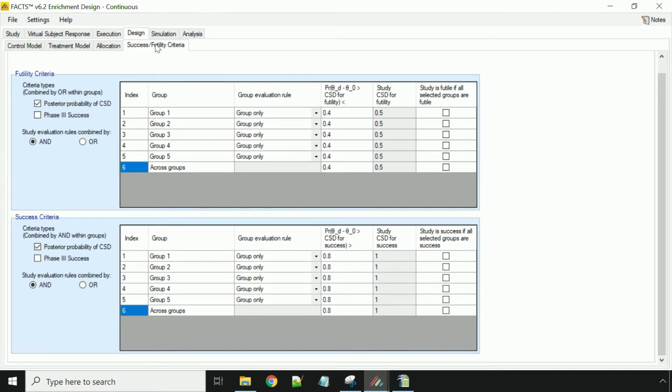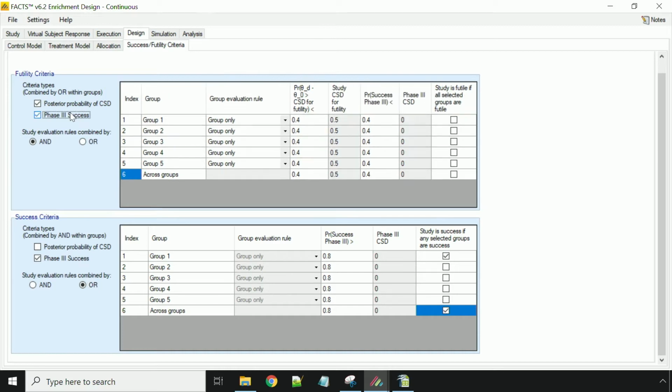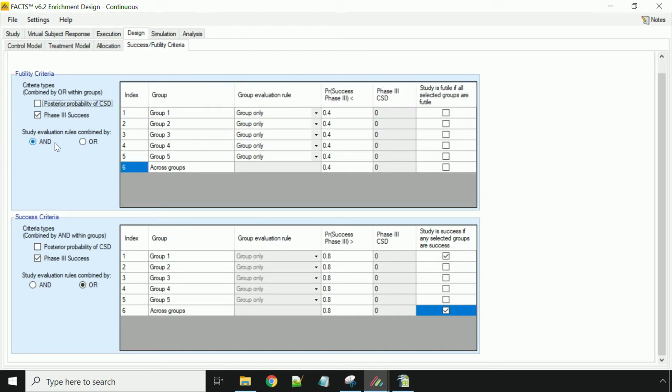So we'll start with the lower half of the screen, the success criteria. If you recall, we said we're going to use the probability of success in phase 3, and what we're going to look for is either group 1 being successful or the across groups being successful. And we want that ORed together, because either group 1 is successful or the across groups, either one of those is sufficient. Conversely, for futility, again, we're going to use the phase 3 success, but now it's AND. The trial will be a failure if both group 1 is a failure and the across groups is a failure.